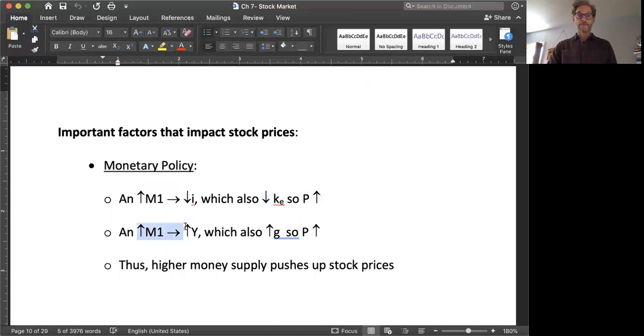Increases in money supply might also stimulate output, and higher output means higher dividend growth. So higher dividend growth tends to push up stock prices. So in other words, stock market participants pay close attention to monetary policy. When they think that the Fed is going to be increasing the money supply and driving interest rates down, that's usually good news in stock markets. And when the Fed appears to be lowering the money supply and driving interest rates up, that tends to be bad news in stock markets.